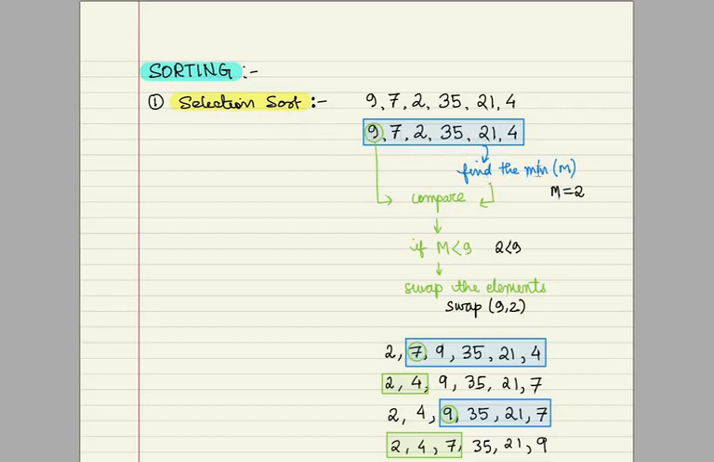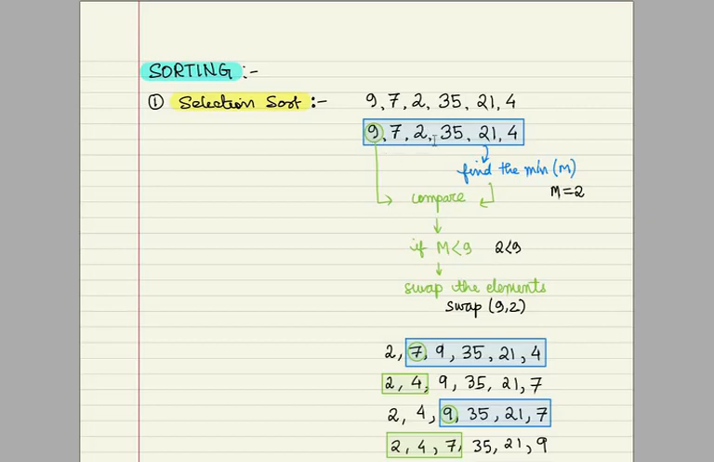If we find the minimum value out of these elements, we find 2, right? Because 9, 7, 2, 35, 21, 4, if we compare all of them, we will find that 2 is the minimum value. So we compare the first element with the minimum value that we have obtained. If this new minimum is lesser than the first element, we are going to swap the two elements. In our case we have found 2, so we are going to swap 9 and 2.